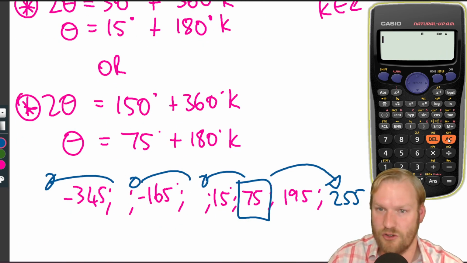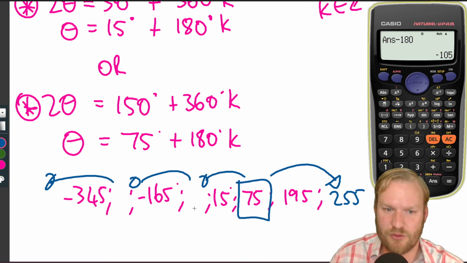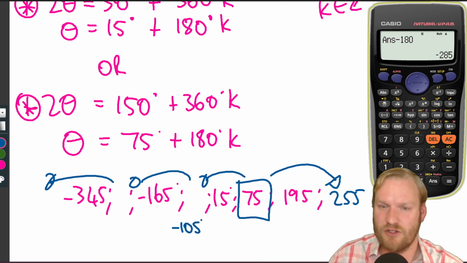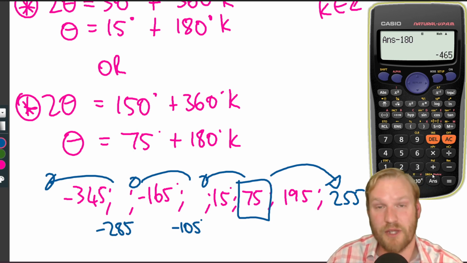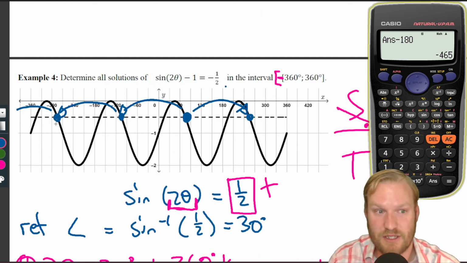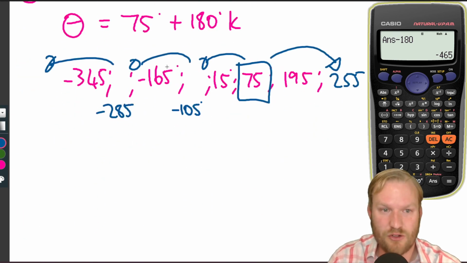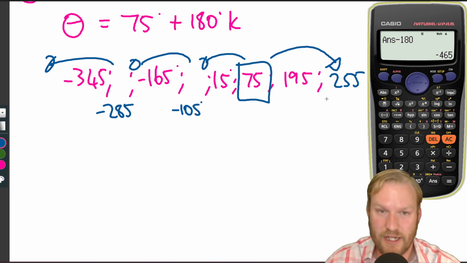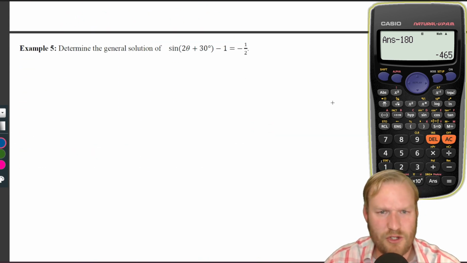So let's go back to our original 75. Minus 180 gives us minus 105. And if we subtract 180 from that, we'll get minus 285. And of course, if we subtract 180 from there, we've gone too far, because that would be less than minus 360. Okay, so there are 8 solutions in this case, relating to our graph. I think that's a good way to stop on this video, and we'll pick up in the next video.